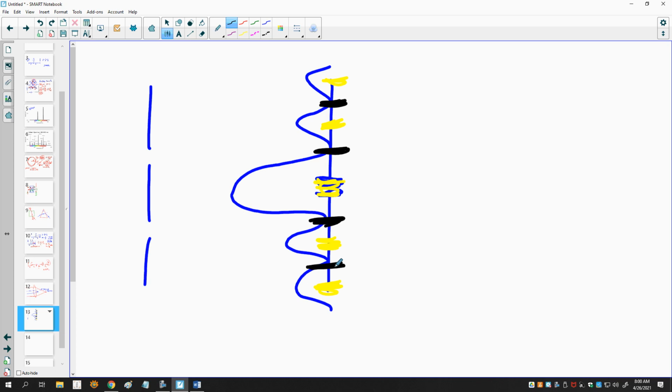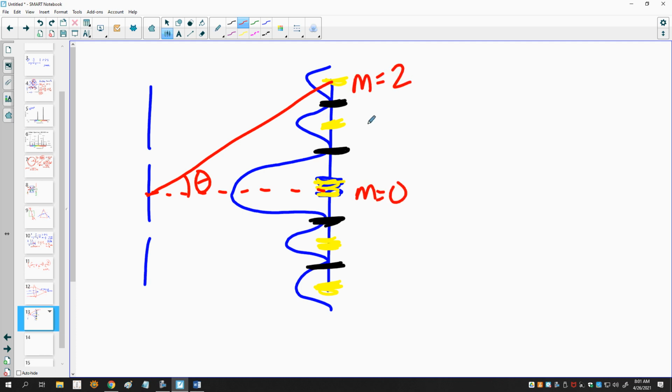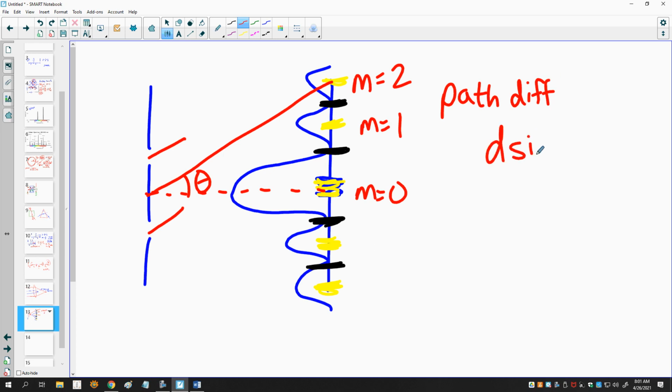So you have this series of bright and dark spots. I can measure the angle from the optical axis. Say the angle up to this second bright spot is this angle right here. This is a second order bright spot. See, m equals 0, m equals 1, m equals 2. And then there is a path length difference of the two rays that travel from here to meet at that point. And the path difference is equal to d sine theta.